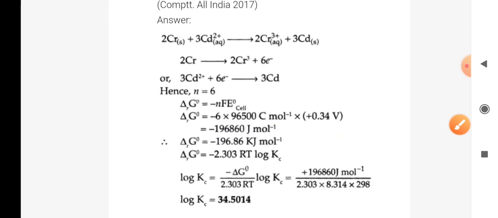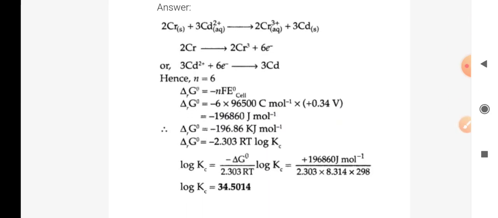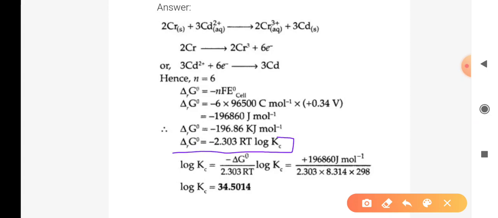Then we have to calculate log Kc. To calculate log Kc we have one formula. If we know Gibbs free energy, we can calculate dissociation constant K. The relation between these two is delta G is equals to minus 2.303 RT log Kc. Now we have to calculate log Kc, so we will write this formula in this form. This is the formula. Log Kc is equals to minus delta G naught divided by 2.303 RT.